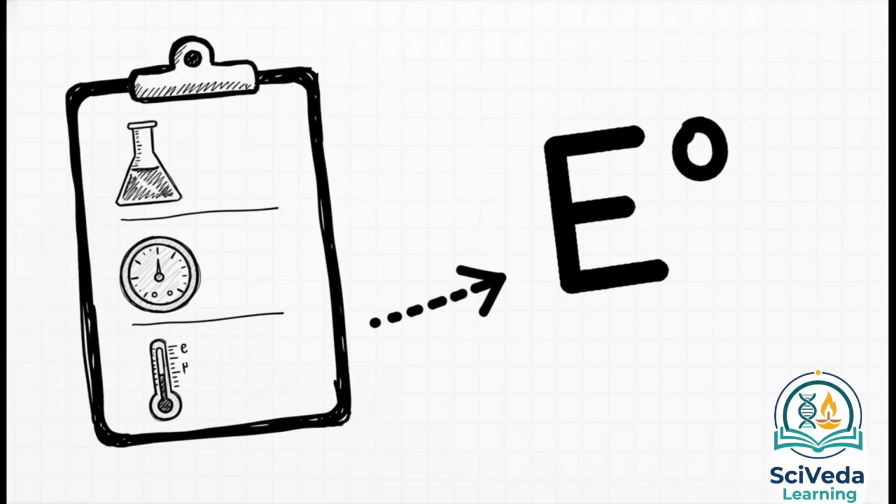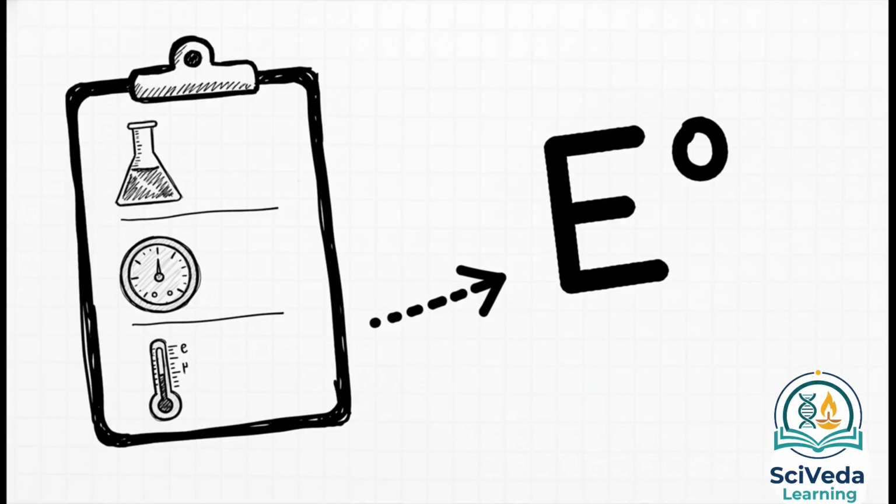It's like comparing race cars. You have to test them on the same track under the same conditions. In chemistry, those standard conditions are 1 molar concentration for any solutions, 1 bar of pressure if there are gases involved, and a nice room temperature of 298 Kelvin. When we measure the potential under these exact conditions, we call it the standard electrode potential.